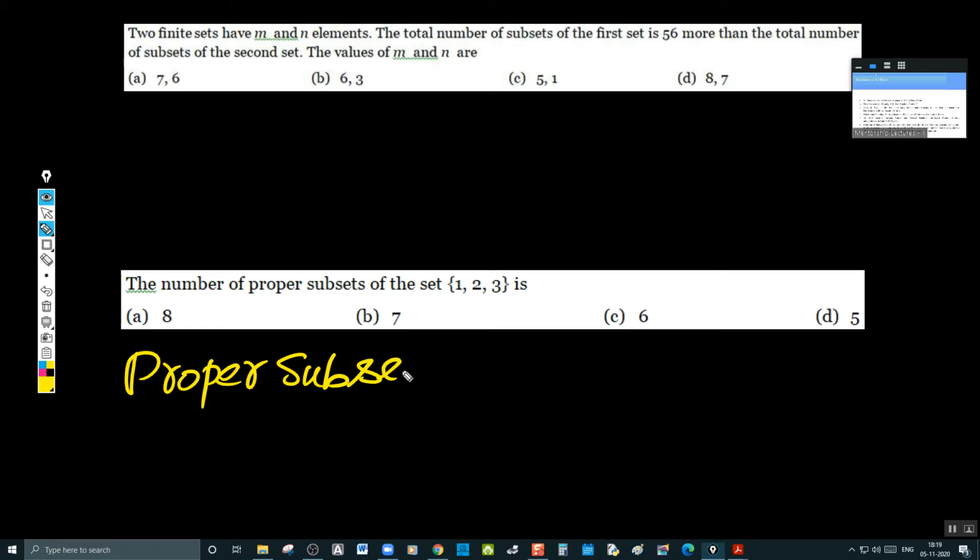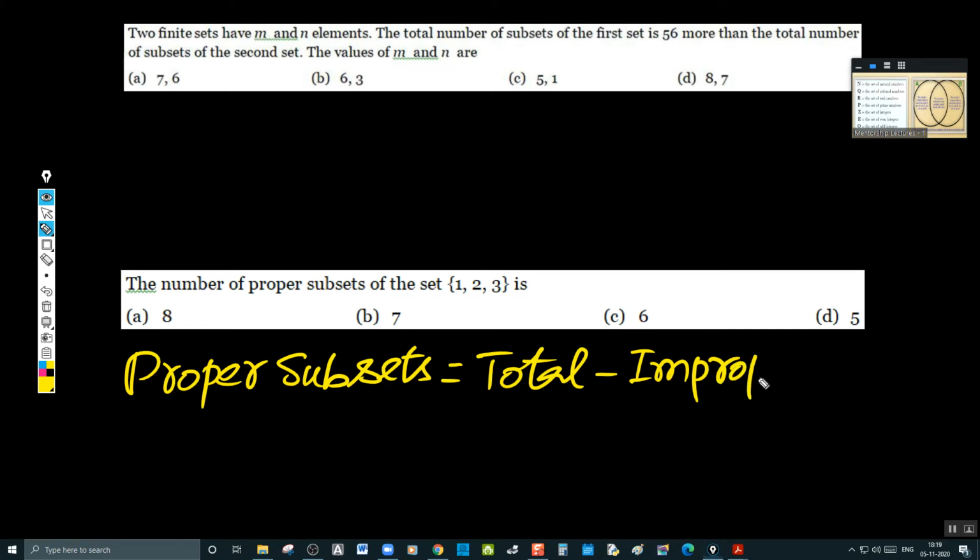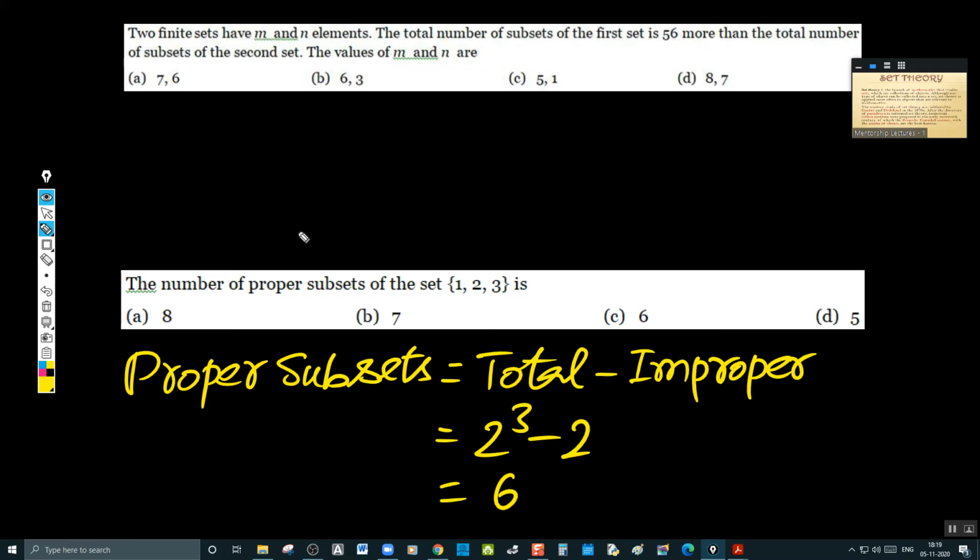Proper subsets: 6. Total minus improper. Total will be 2 cube. Improper is 2 for a non-empty set. It should be 6. That's it. So 6 is the correct answer.